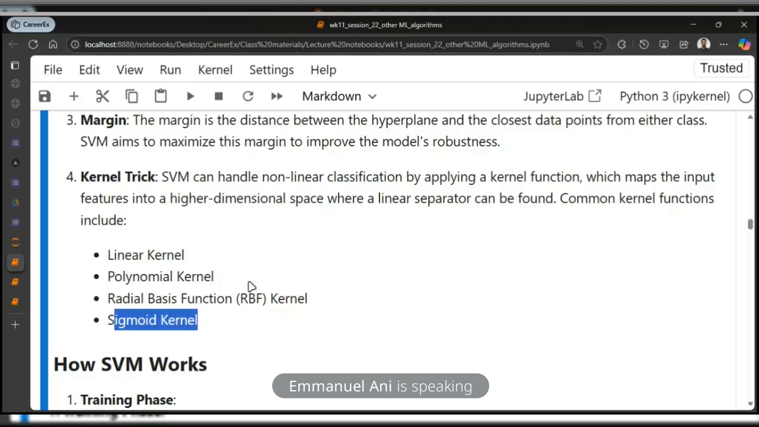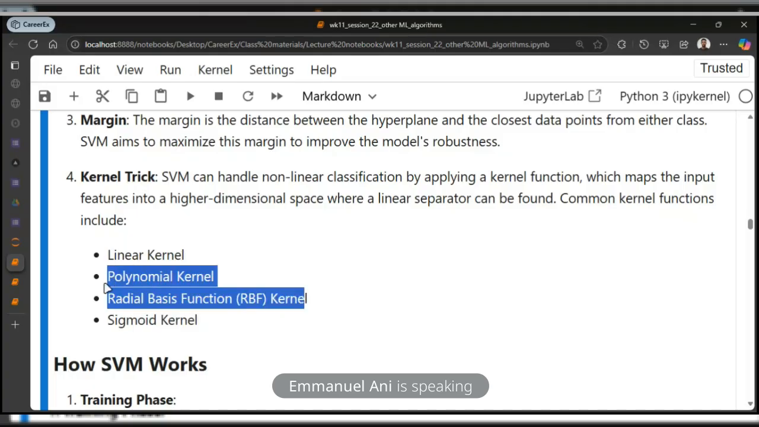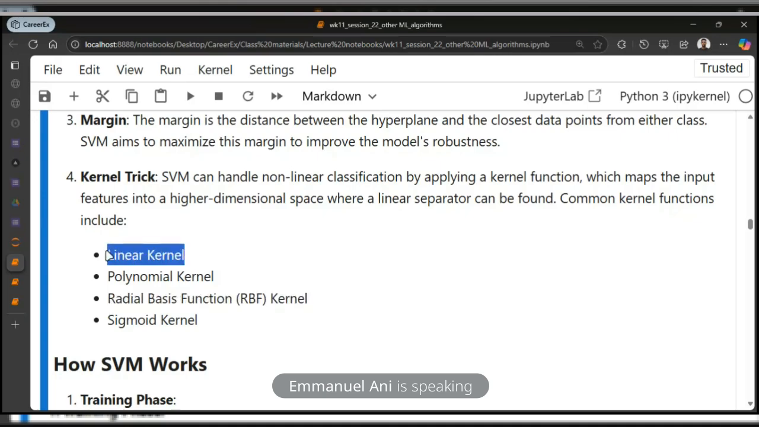So the most commonly used one is your RBF KNN, right? This one is used for non-linear data. Your linear KNN, of course, is the one that is used for linear data. So when you're working with linear data, you just use your linear KNN. But when you're working with non-linear data, you use RBF, basically.